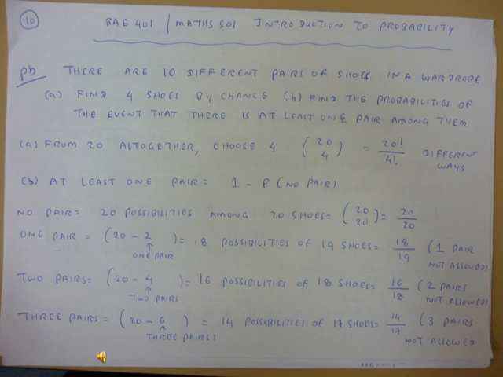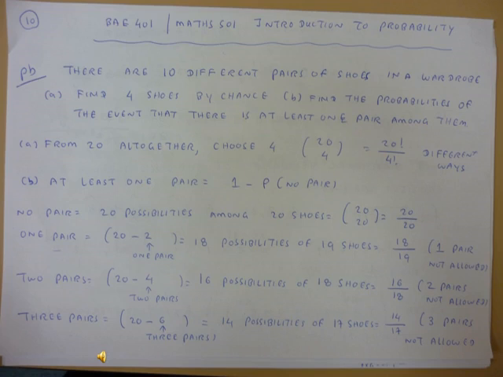For the no-pair case, if you take out one pair, that is 2 shoes, so there will be 20 minus 2, which is 18 possibilities among the 19 shoes. So 18 by 19, so the one pair is not allowed. For two pairs, that is 4 shoes, so 20 minus 4 equals 16 possibilities out of 18 shoes, so 16 by 18, so the two pairs are not allowed. And for three pairs, there are 6 shoes, so 20 minus 6 gives 14 possibilities out of 17 shoes, so 14 by 17, so the three pairs are not allowed.